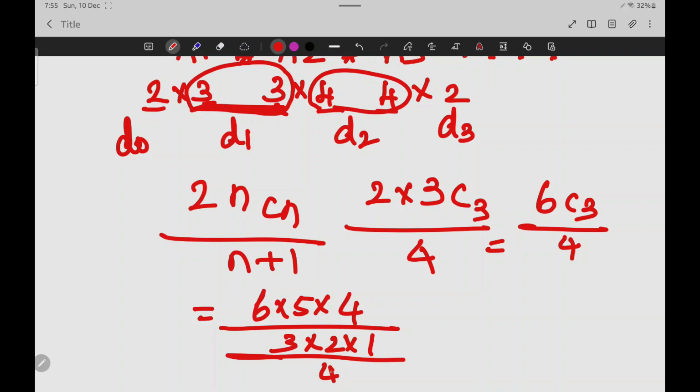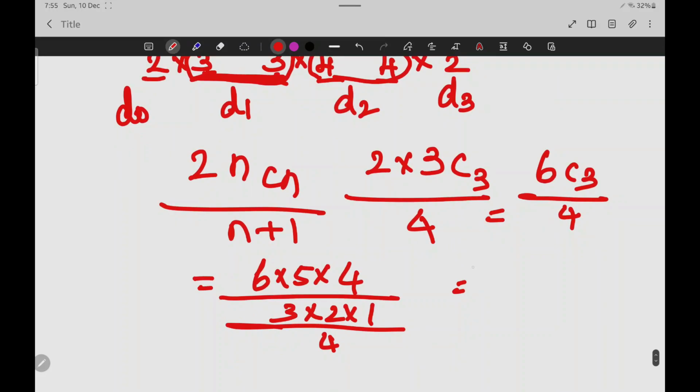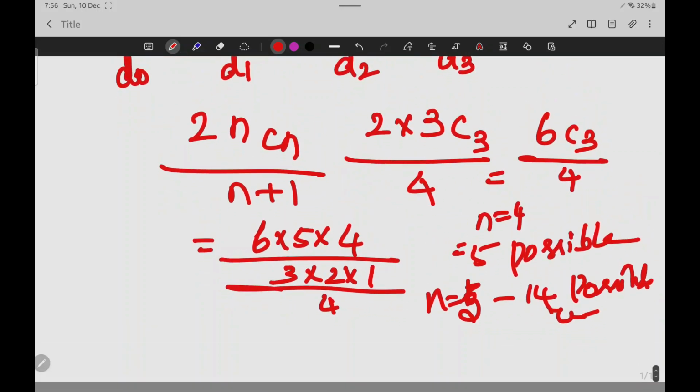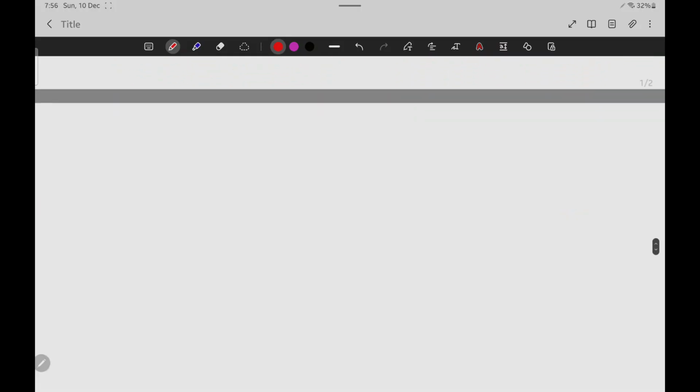So totally how many combinations? N equal to 4 means 5 possible combinations. Similarly, n equal to 5 means 14 possible combinations. What is the combination I am talking about?